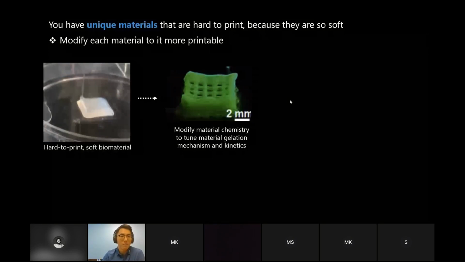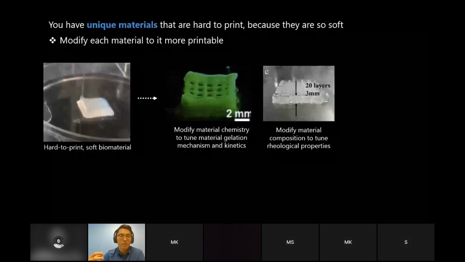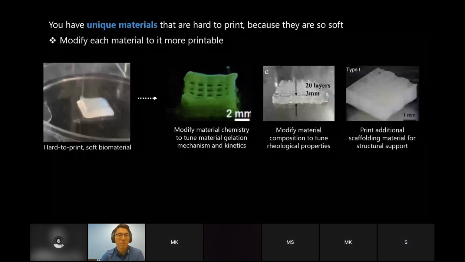We can modify material composition to really tune its rheological properties by, say, adding a rheological modifier so that you can allow the material to stand on its own and be stackable layer by layer. Another way of dealing with this soft material printing problem is that you can print additional scaffolding, hard scaffolding material that provides structural support for your softer materials. And each of these do come with challenges.